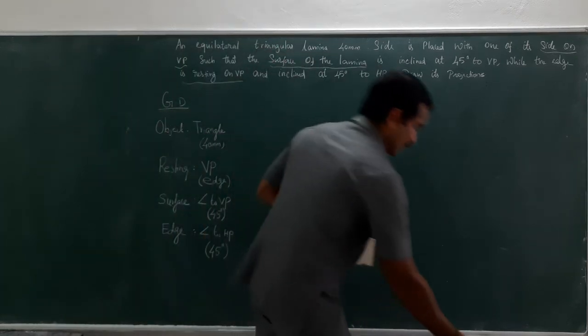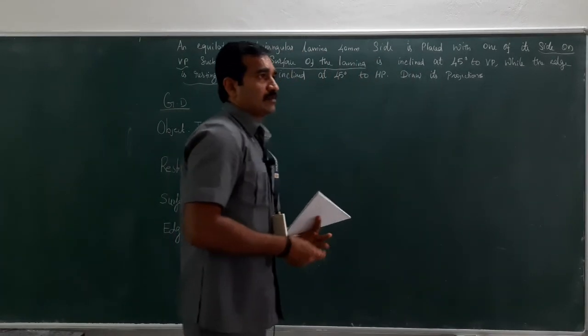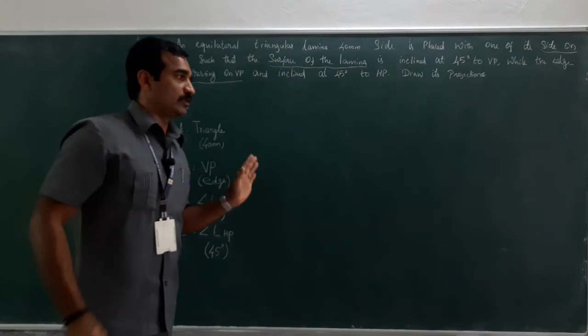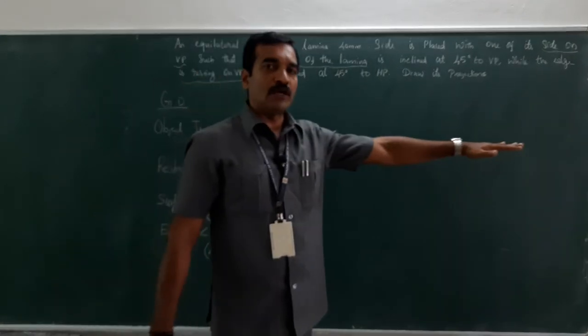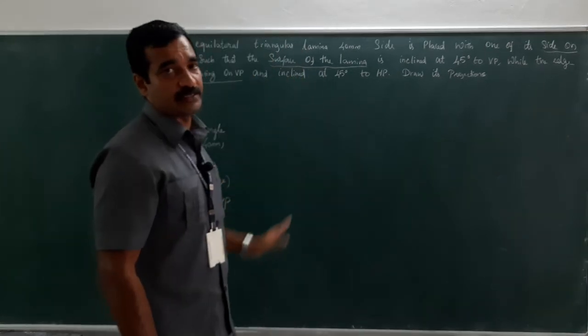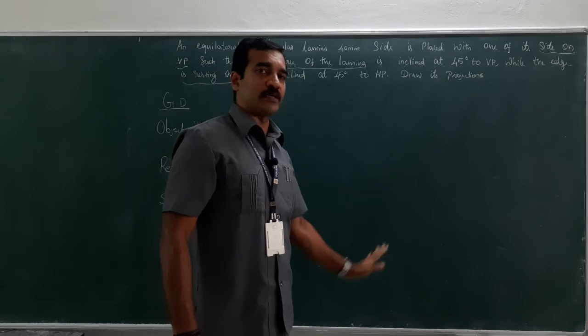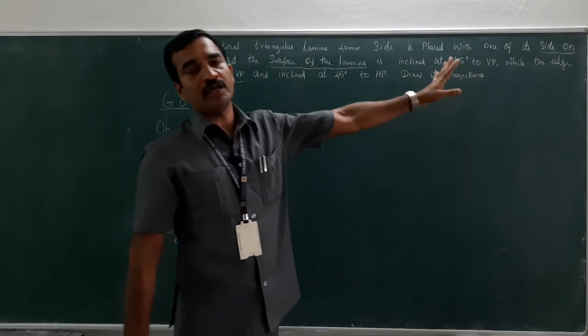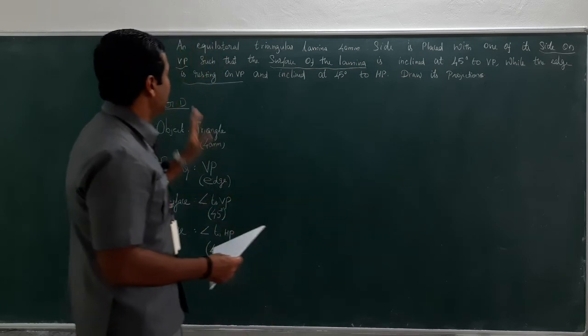Let me give some idea how it's going to be captured. You all know that you have to first draw the XY line, then three stages. The first stage is for simple position, second stage is for surface inclination, and third stage is for the edge inclination or special conditions, right?